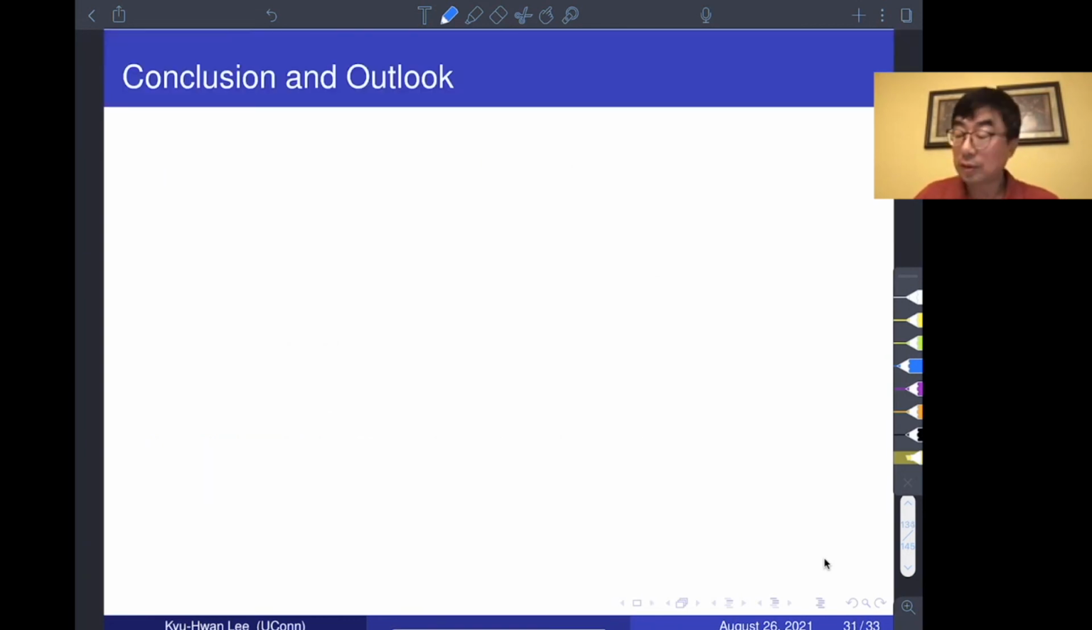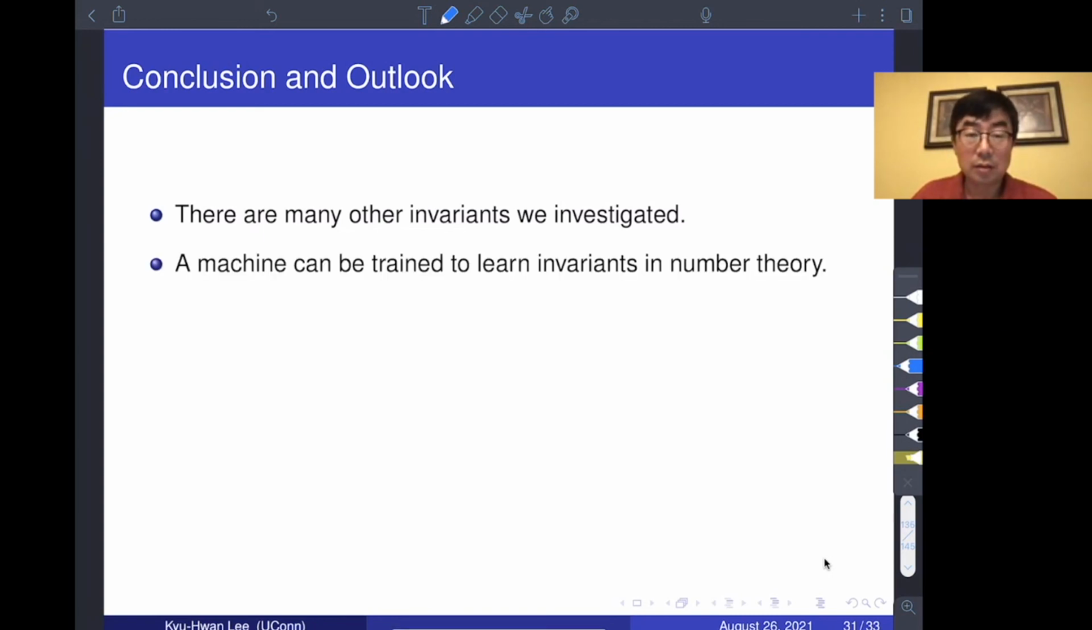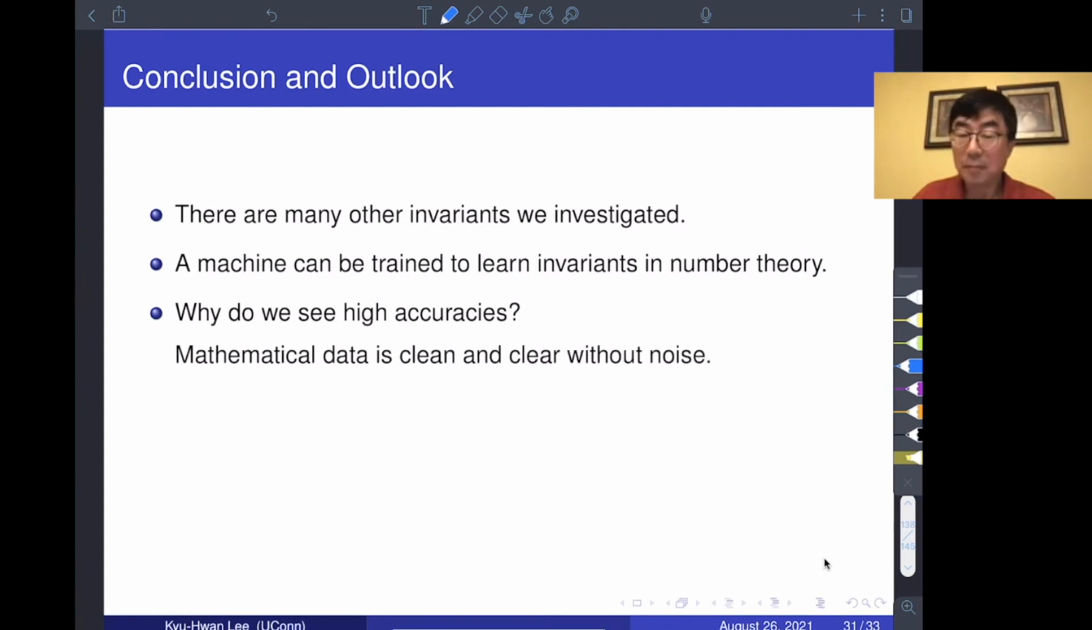Okay, so conclusion and outlook. There are many other invariants we investigated. So if you are interested, please look at our papers. And then a machine can be trained to learn invariants in number theory. Yeah, I think that's clear from these experiments. Why do we see higher accuracies? So in my opinion, mathematical data is clean and clear without noise. So once something works, then you may see high precision.